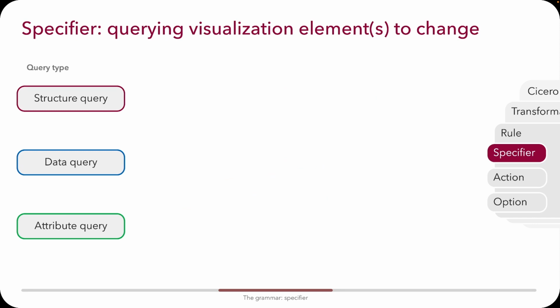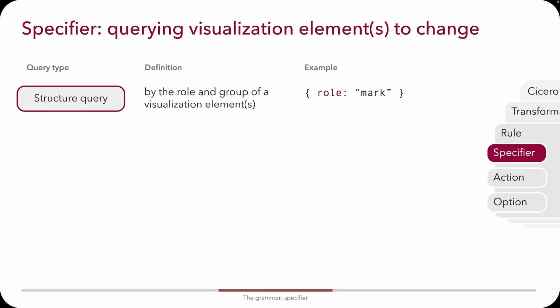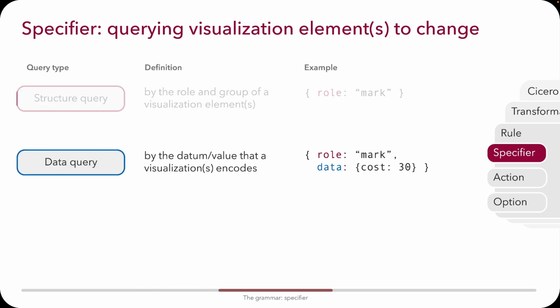First, a specifier queries visualization elements to change using structure, data, and attribute queries. A structure query references an element by its role and group in the visualization. This example specifier queries every mark in a given visualization.